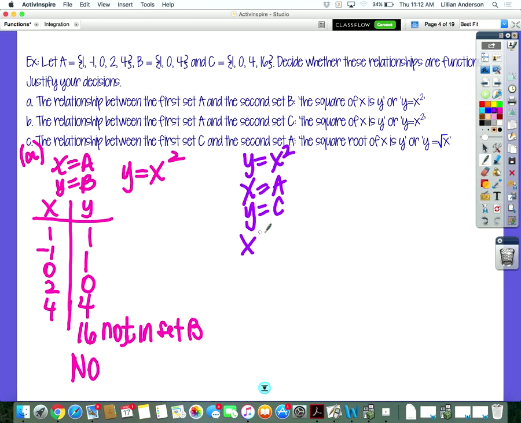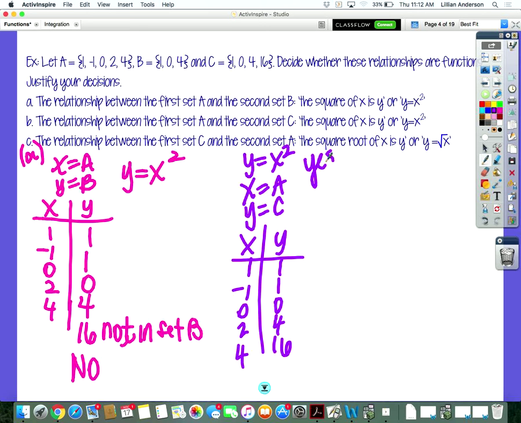Okay? Using the table concepts, we are plugging in 1, -1, 0, 2, and 4. And when we plug it in, we get those results 1, 1, 0, 4, and 16. Are all these numbers inside of set C? Yes, and even though ones repeat, that's fine. Okay, it's fine if the ones repeat, because technically you're not going to put multiple ones in a set. One is just represented. So yes. Okay? And of course there is one output for every input.